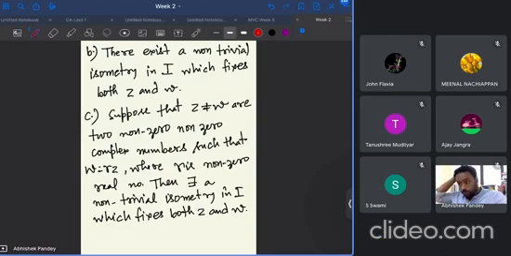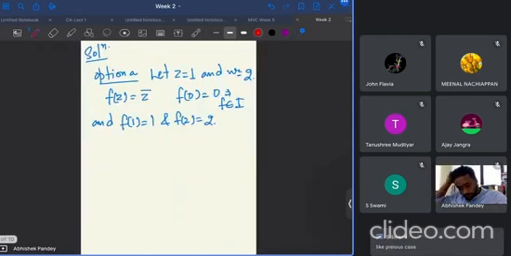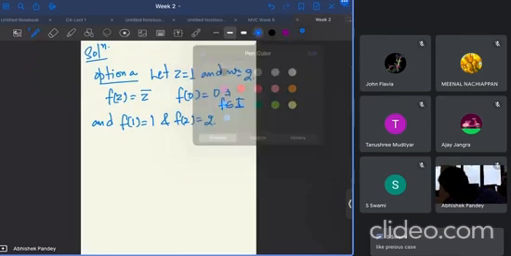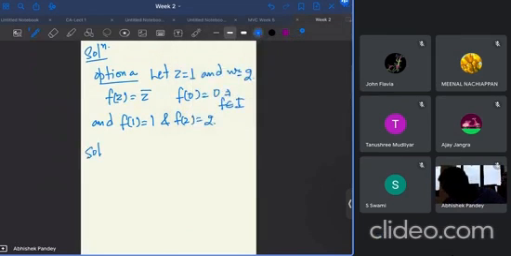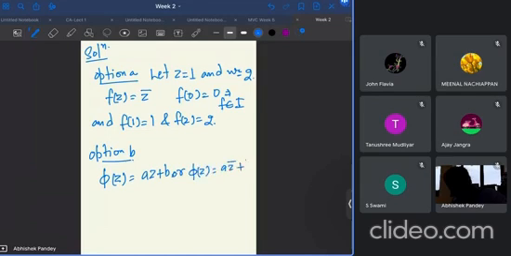Okay, so what we will do is, for option B, so for this one what we have to do, let us take any isometry. Either it will be AZ plus B or it will be AZ bar plus B. Okay.